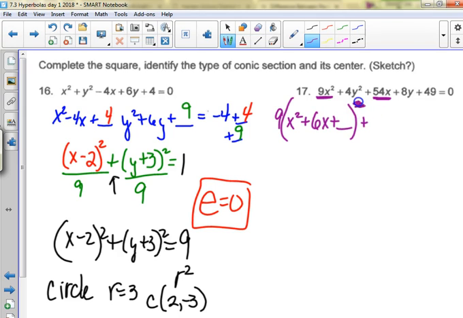Oops, there's no squared there. What am I taking out of the y's? 4 parenthesis y squared plus 2y plus blank equals negative 49, yep, plus a couple blanks.